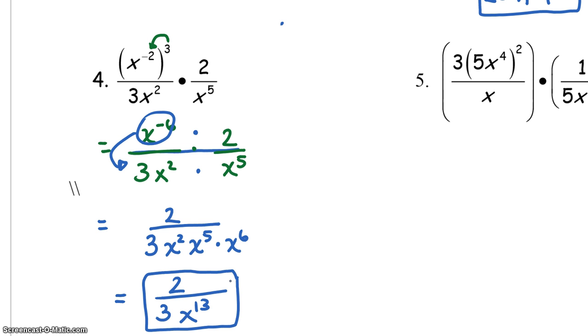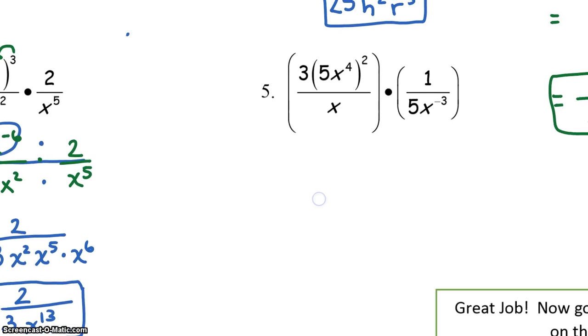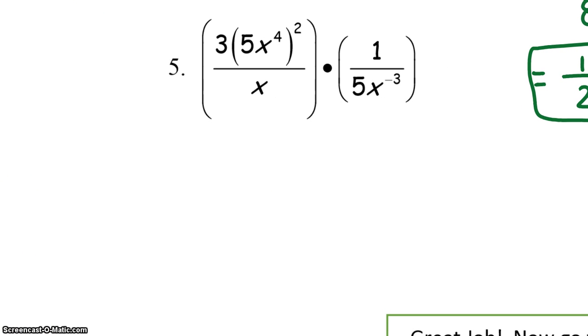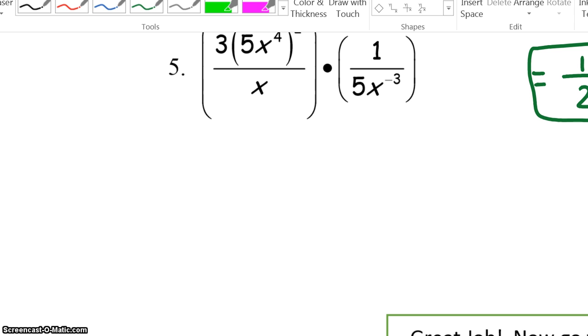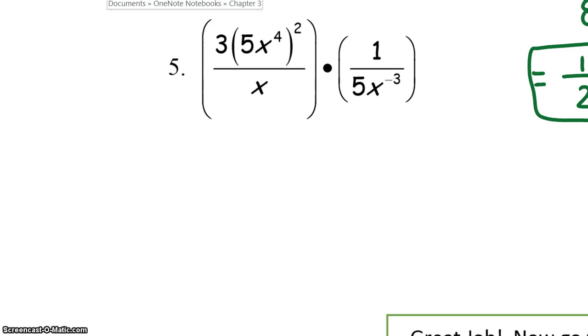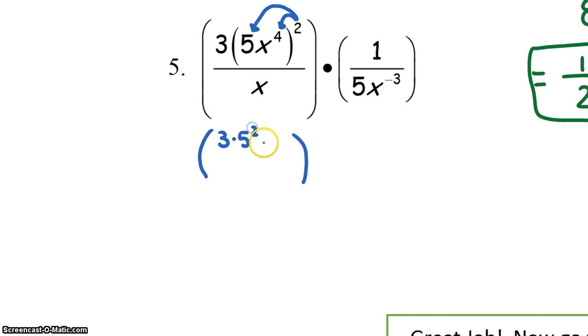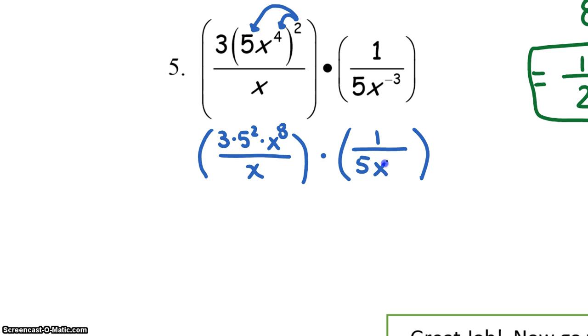Alright, we're heading into our last example. Okay, so let's kind of make this a little bit larger. Looking at the last example, I can see that there's a lot of parentheses, so I want to just take my time on this. So first I have an outside parenthesis, and it's 3, and then I'm going to go ahead and figure out this little one. So the power of 2 only goes to the 5 and the x to the 4th, so I'm going to write that as 5 squared times x to the 8th power, because 4 times 2 is 8, all over x, times 1 over 5 x to the negative 3 power.